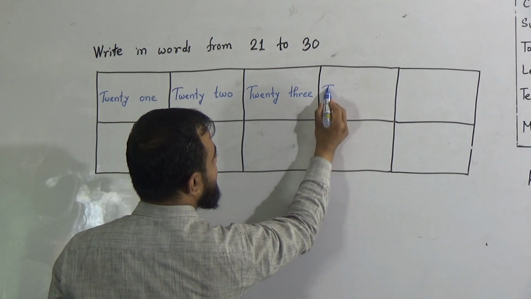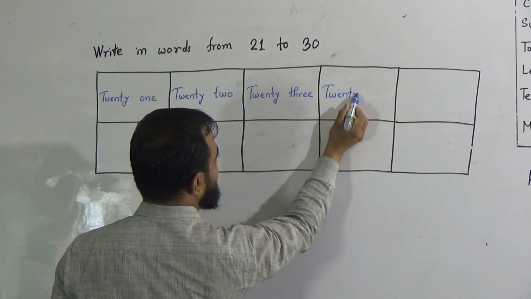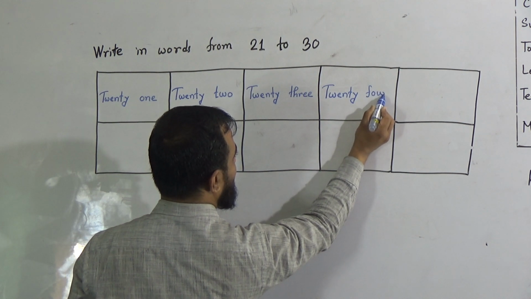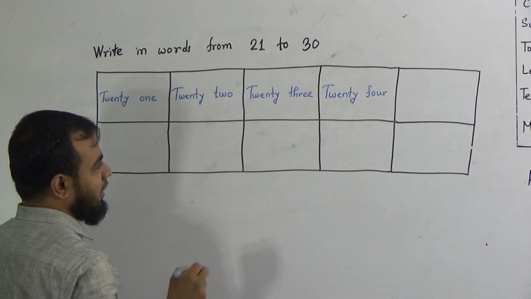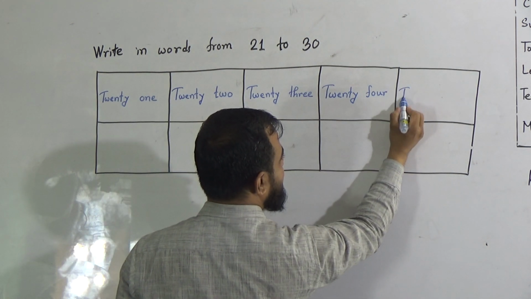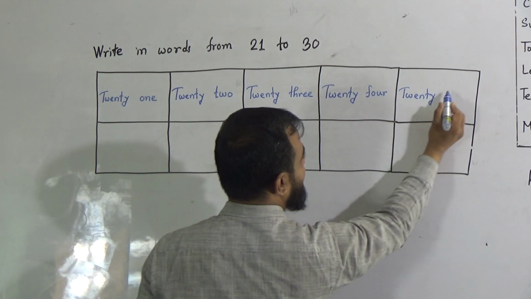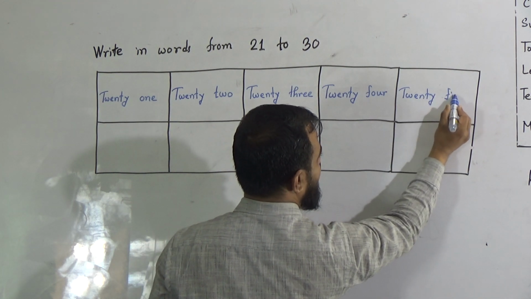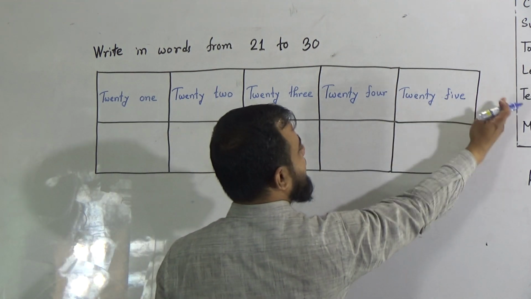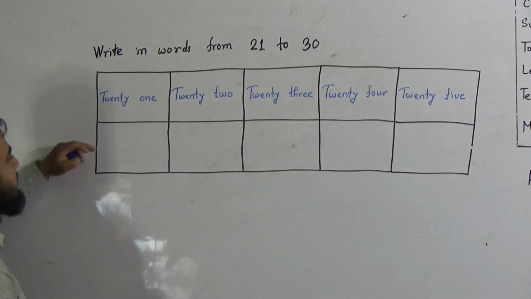After 23 we have 24. The spelling of 20 is TWENTY, and 4 is FOUR, 24. After 24 we have 25. The spelling of 20 is TWENTY. Then 5, it's FIVE, 25. We have no space on the right side, so you should come to the left side again and go to the next row.